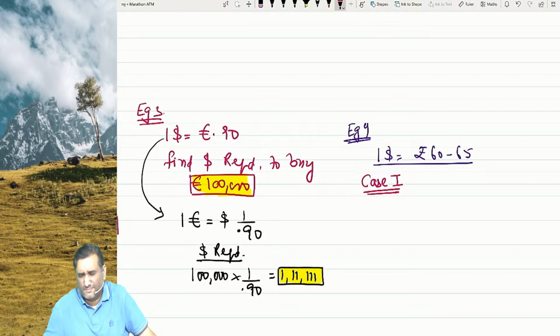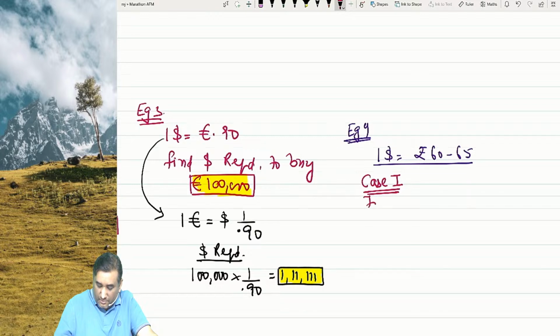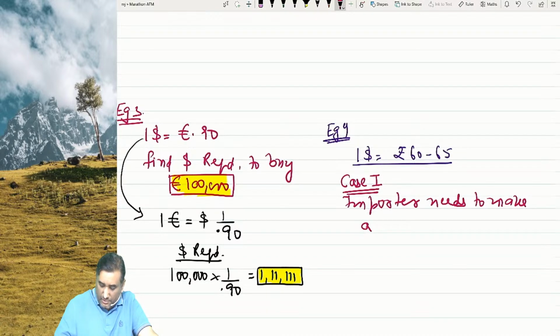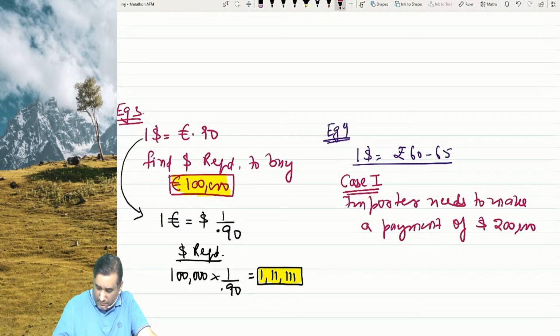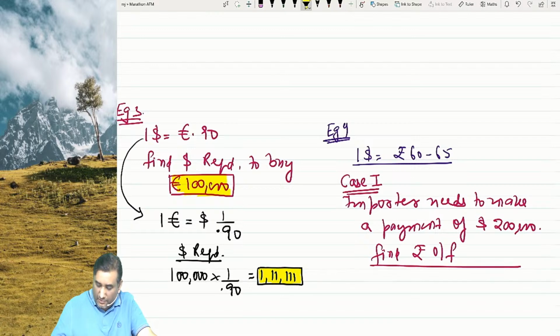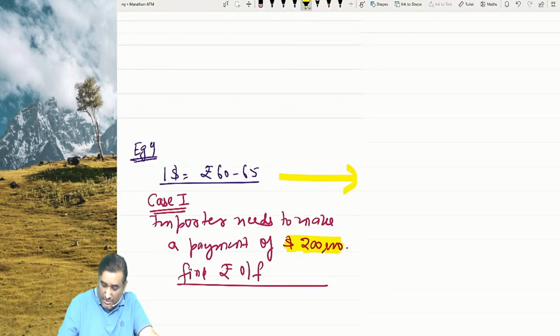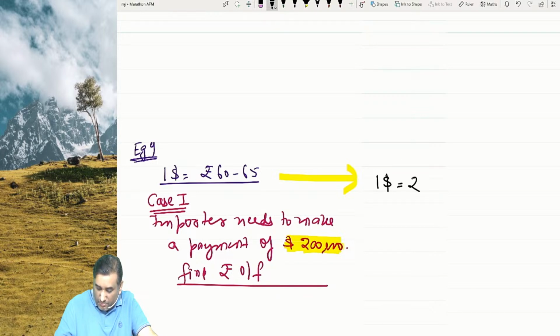Case 1. $1 is equal to 65. Importer needs to make a payment of $1, find the outflow. What is the confirmed currency we have? Dollar. And dollar is given as a confirmed currency on the left hand side. So my quotation is right. When I put this quotation, it becomes $1 is equal to rupees 65. Quotation is right.